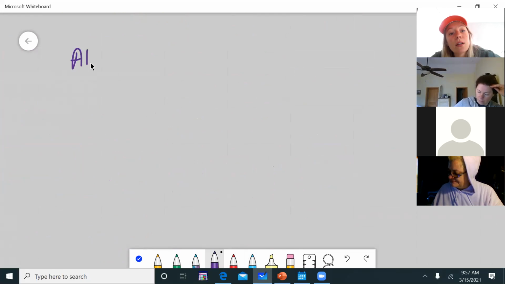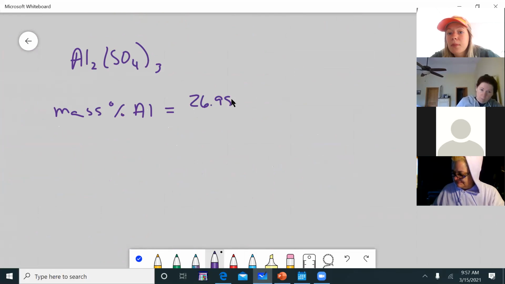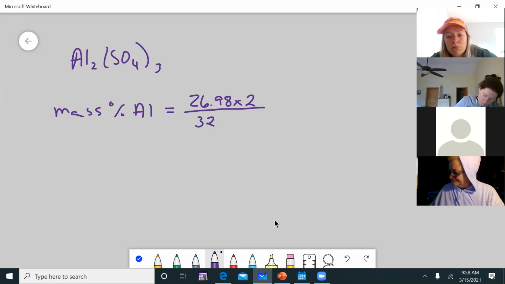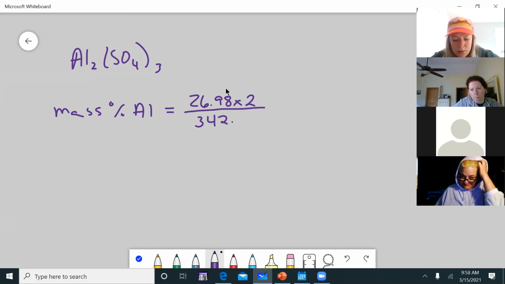So if we have aluminum sulfate, Al2(SO4)3, and we want to find mass percent of aluminum, that's going to equal the aluminum, so 26.98, but we've got to multiply it by 2 because there's 2 of them, so they carry more weight in the total. We divide this by the total molar mass of the compound, and that we had, what was 342? 342.1 something. I don't remember exact, it's close enough, 342.15.